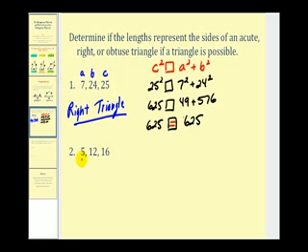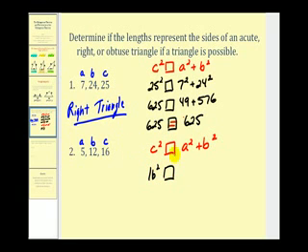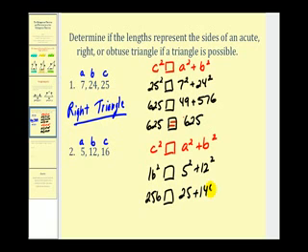Okay, on number 2, this would be side c. Let's go ahead and call this a and this b. Notice that a plus b, or 5 plus 12, is greater than 16, so we can form a triangle. Let's go ahead and set up the relationship between c squared and a squared plus b squared again. So now we'll have 16 squared on the left, and we'll have 5 squared plus 12 squared on the right. So we'll have 256, and on the right we'll have 25 plus 144. This is going to give us 169.